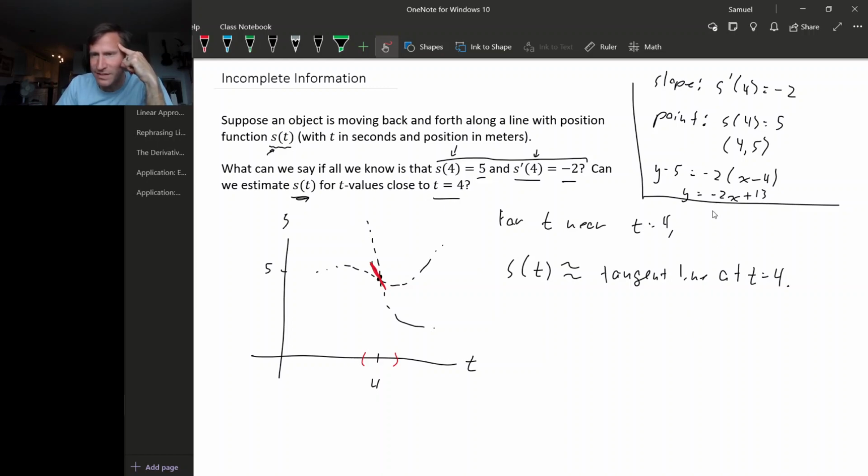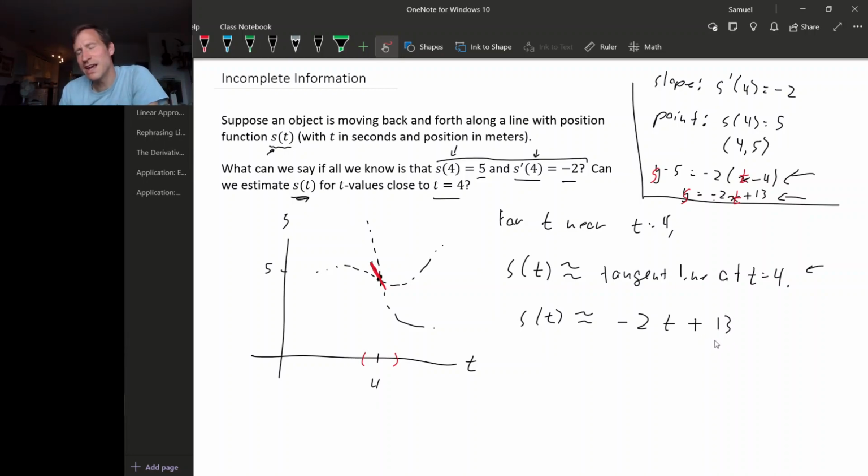Okay. Well, I've used x and y. Really, I should have been using t and s. So this should be a t, and this should be an s, this should be an s, this should be a t. But you can see that what we have here is the equation that we want. So s of t is approximately minus 2t plus 13.